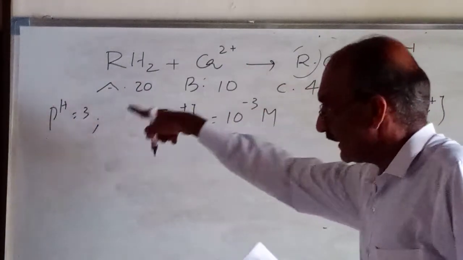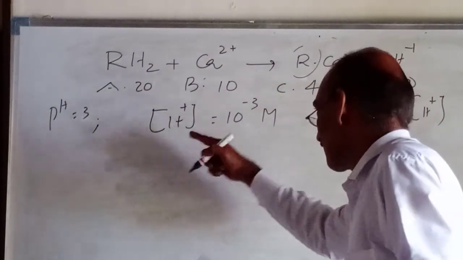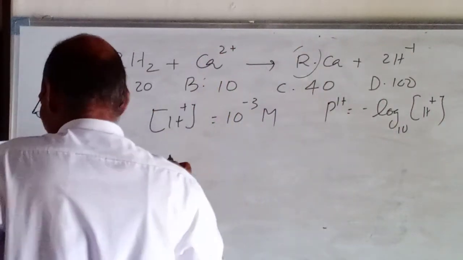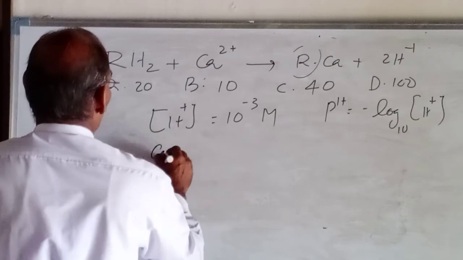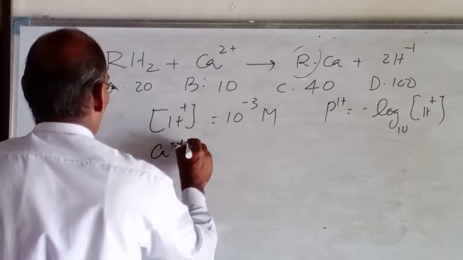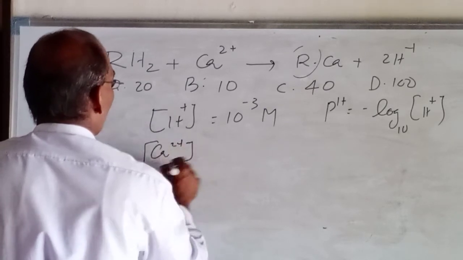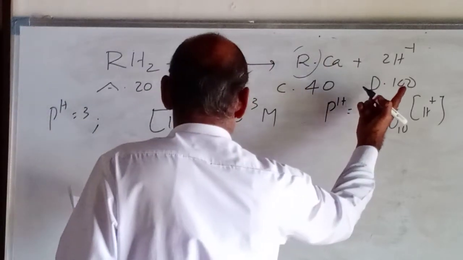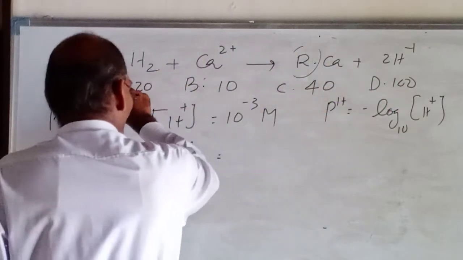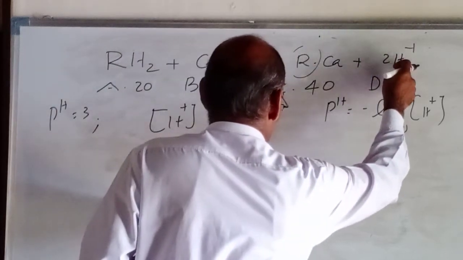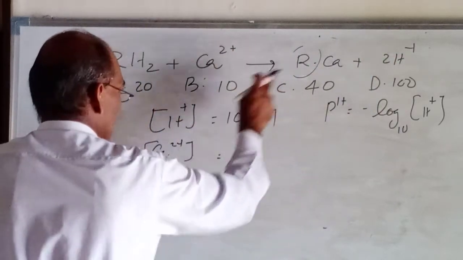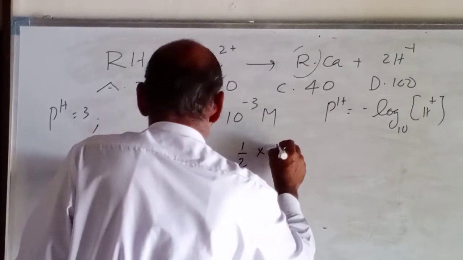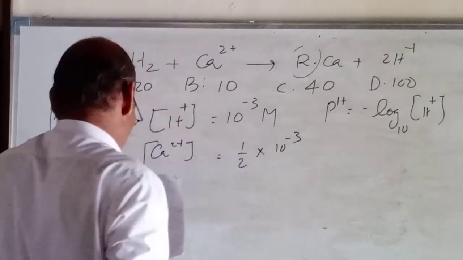That's why we can say if pH is 3, H plus ions are 10 raised to minus 3. And also we can write the calcium 2 plus concentration. That means 2 H plus is there, because RH2, 1 mole, produces 2 moles of H plus. Therefore, calcium here is Ca only. That's why we can say 1 by 2 into 10 raised to minus 3.